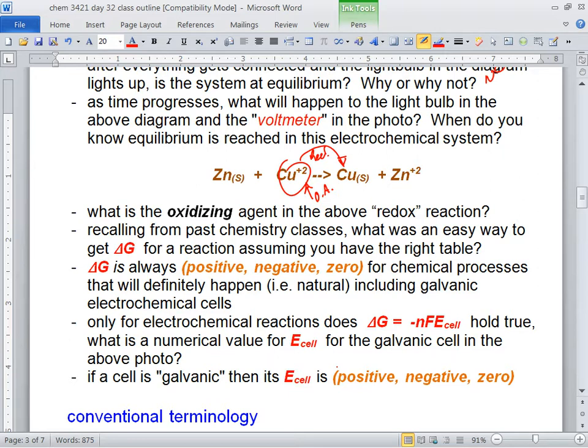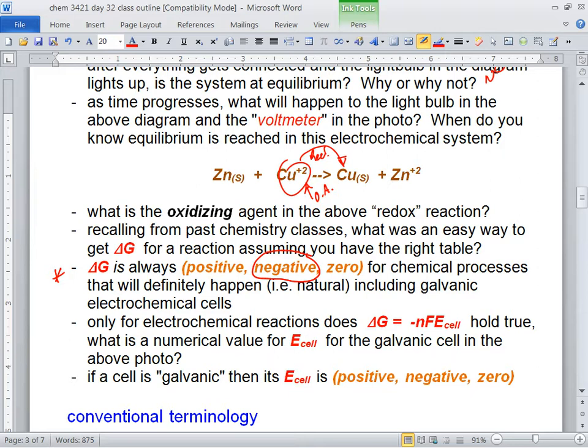And delta G is really the chemist's friend because it tells you what's spontaneous and not, and what's going to happen. Delta G is always blank, Ricardo, for chemical processes that will definitely happen. Negative. It has no idea about the speed. It just says it's definitely going to happen, sooner or later. You can't stop it. It's nature. Balls roll down hills. You just don't know when.